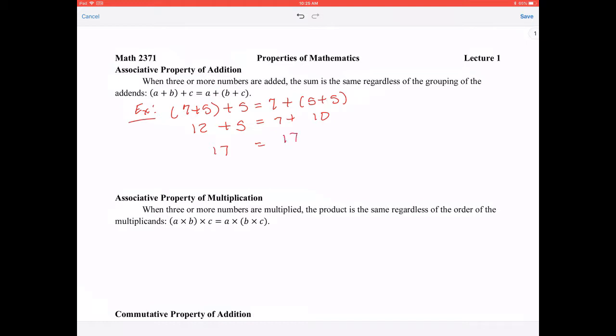17. Since those two equal, that shows that if I group the first two, and then add to the third, then I get 17. And that's the same thing as adding the last two and adding it to the first one. That is an example of the associative property, not a proof. Okay? And that is the associative property of addition. Now let's show an example of the associative property of multiplication.